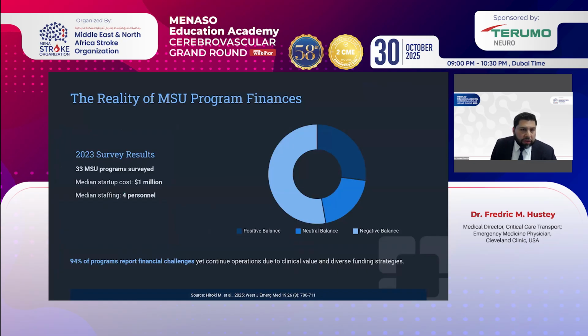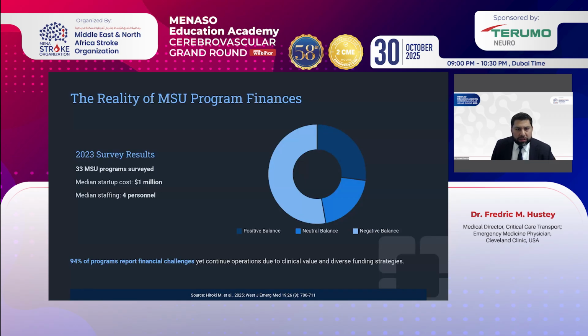So if we talk about the reality of mobile stroke unit program finances, there was a survey in 2023 of 33 programs, and it had some interesting results. The median startup cost was about $1 million, and the median staffing was about four staff in the mobile stroke unit. If you look at the finances of the program itself, a little bit more than half were losing money from their mobile stroke programs.